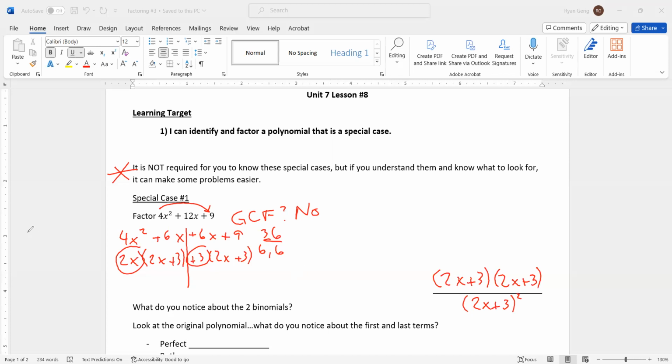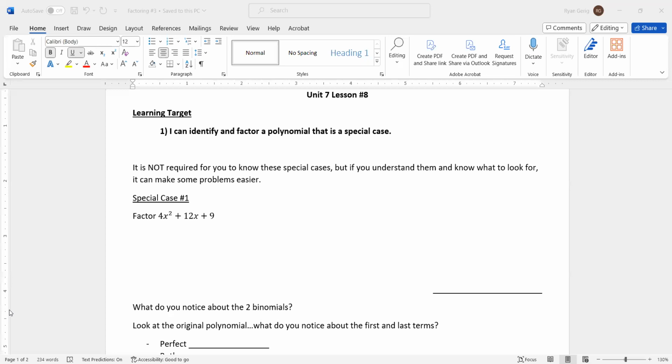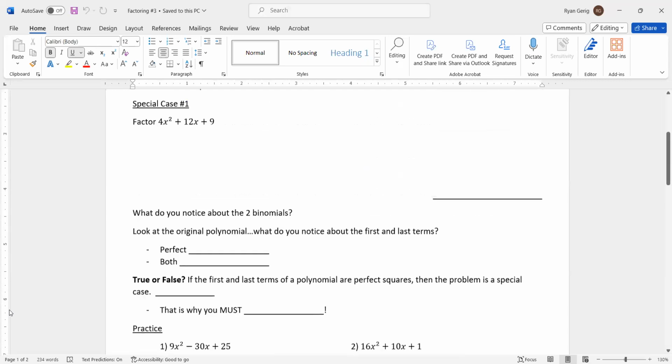Now, there's some things about this that can help you move a little quicker. Look at the original polynomial.